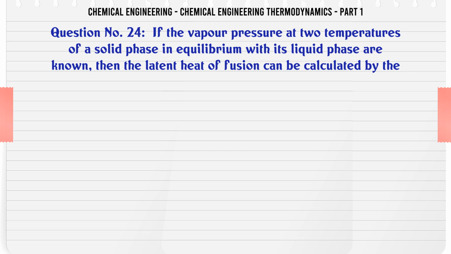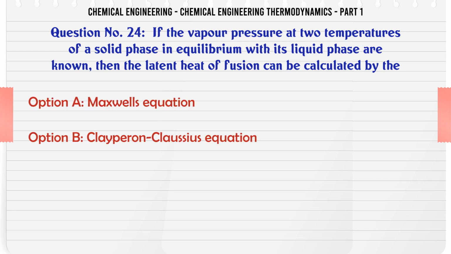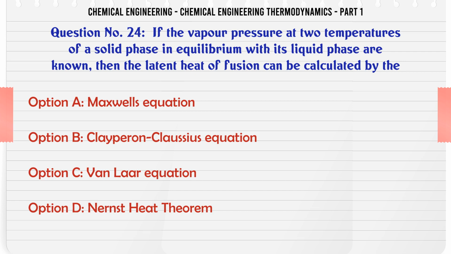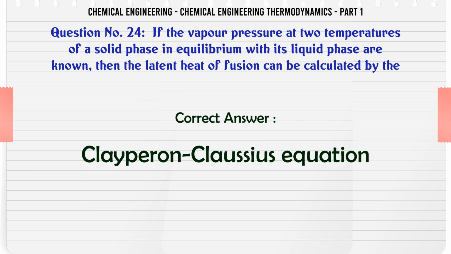If the vapor pressure at two temperatures of a solid phase in equilibrium with its liquid phase are known, then the latent heat of fusion can be calculated by the A. Maxwell's equation, B. Clapeyron-Clausius equation, C. Van Laar equation, D. Nernst heat theorem. The correct answer is Clapeyron-Clausius equation.